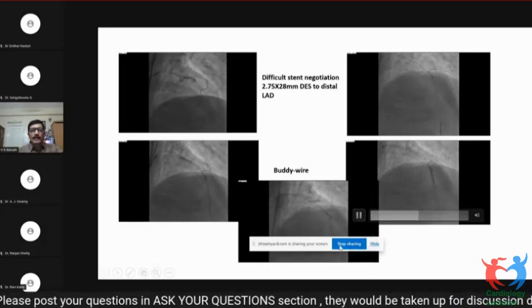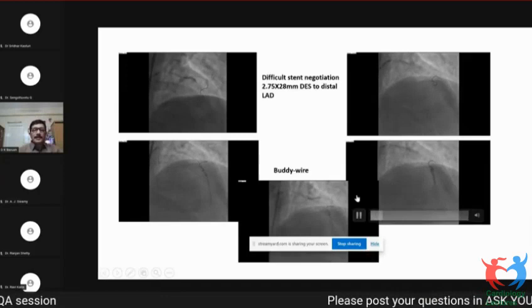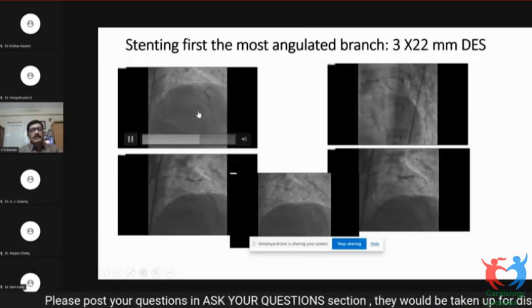And next was the technique of the culotte. The first is then the difficult angulated branch. So that's why our next step was to stent the diagonal, which is more angulated, more difficult to cross.